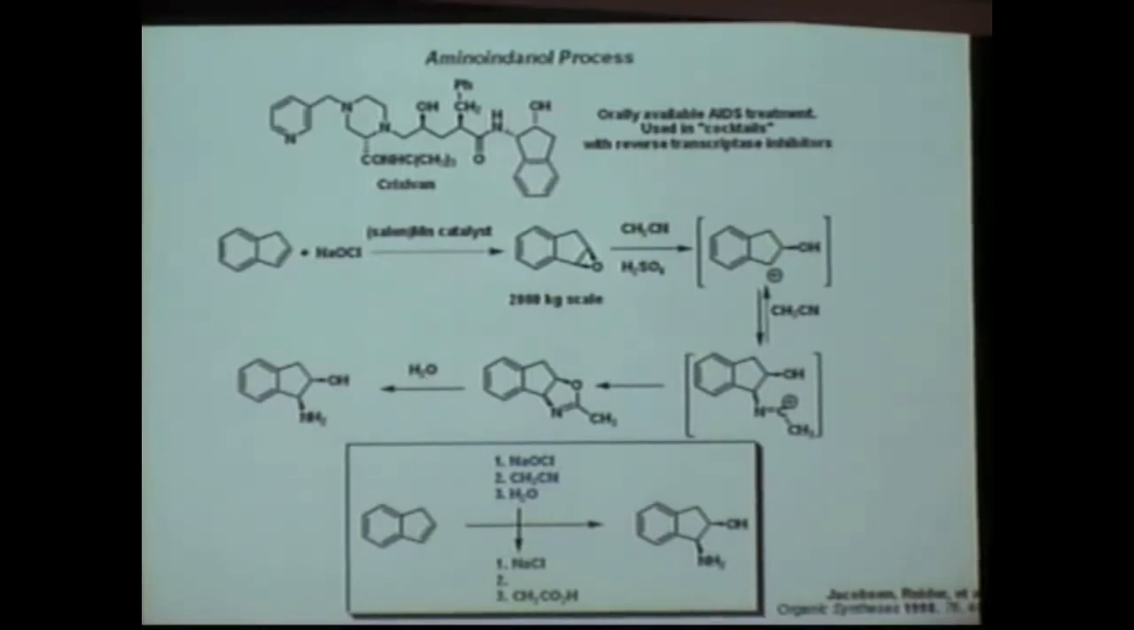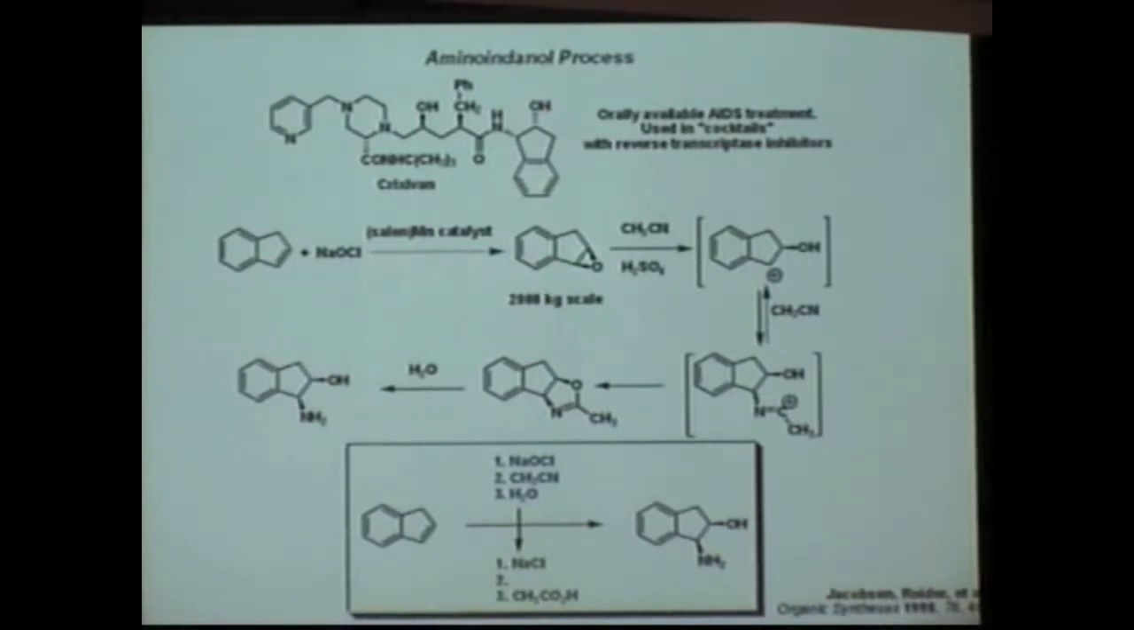And this really does illustrate some nice green principles in the overall transformation, taking a coal product, indene, to a very valuable chiral intermediate. It's 3 steps, depending on how you count, but the really key thing is the reagents are inexpensive, non-toxic, environmentally friendly, and the byproducts are few and also friendly.